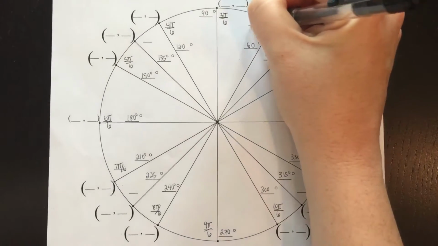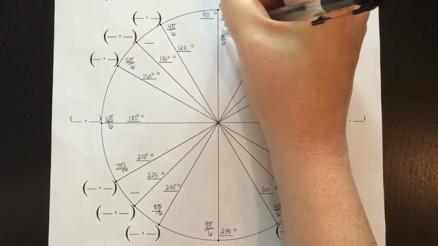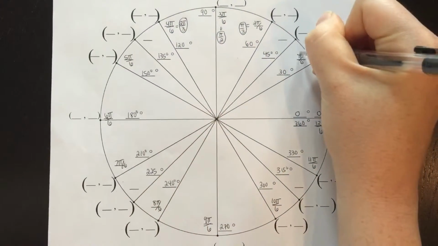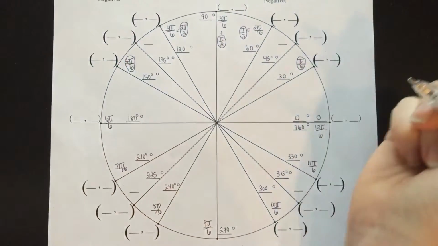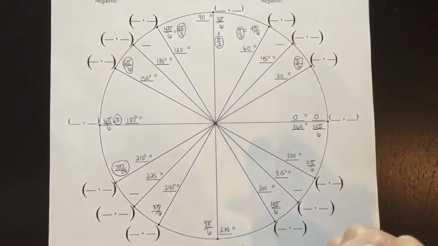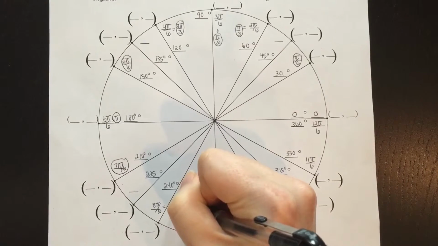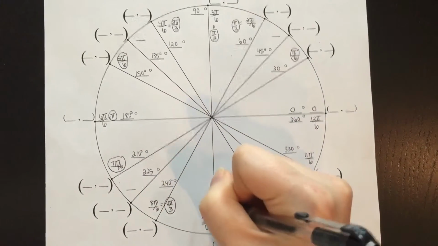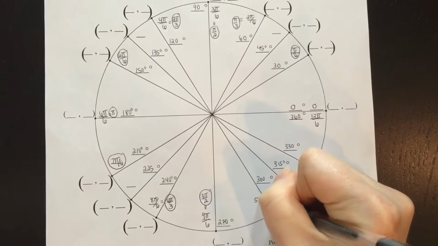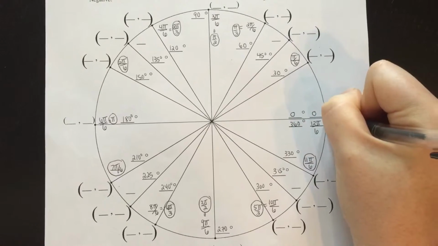Pi over 6 is already reduced, but 2 pi over 6 reduces to pi over 3. 3 pi over 6 reduces to pi over 2. 4 pi over 6 reduces to 2 pi over 3. 5 pi over 6 is already reduced. 6 pi over 6 reduces to pi. 7 pi over 6 is already reduced. 8 pi over 6 reduces to 4 pi over 3. 9 pi over 6 reduces to 3 pi over 2. 10 pi over 6 reduces to 5 pi over 3. 11 pi over 6 is already reduced. And 12 pi over 6 reduces to 2 pi.